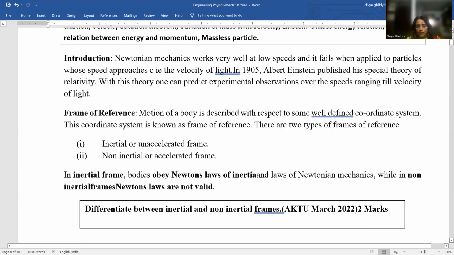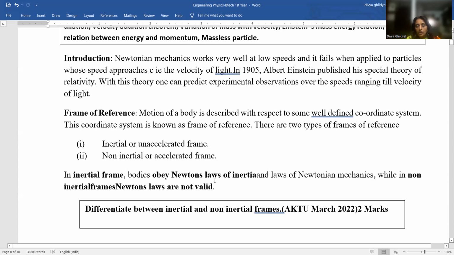What is frame of reference? Section A. Motion of a body is described with respect to some well-defined coordinate system. You must have heard X, Y, Z, T, and this coordinate system will be known as frame of reference. There are two types of frames of reference: inertial or unaccelerated frame, and non-inertial or accelerated frame. In inertial, you recollect, this comes from Newton's law of inertia. This word is coming from there.